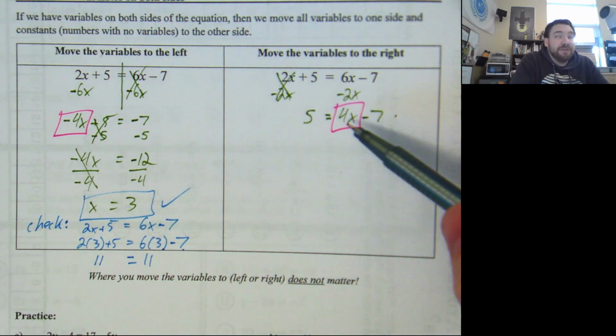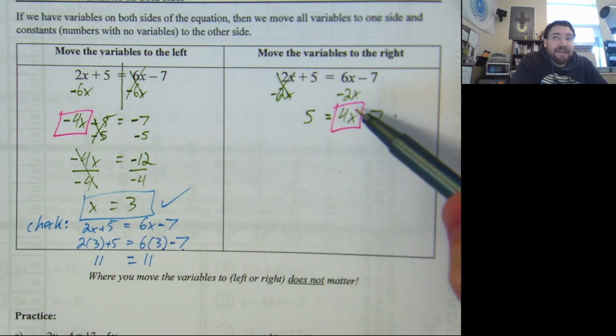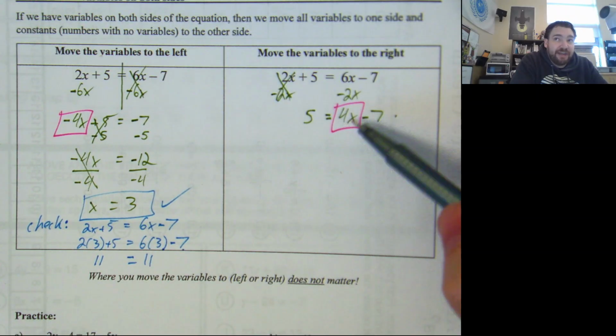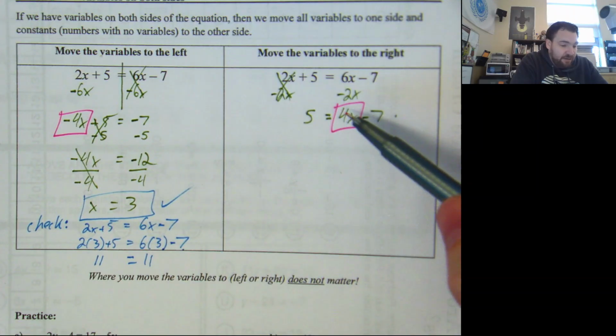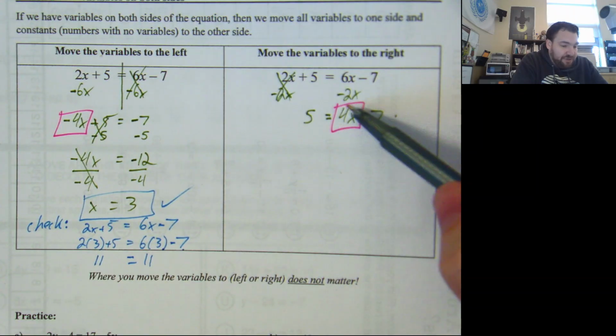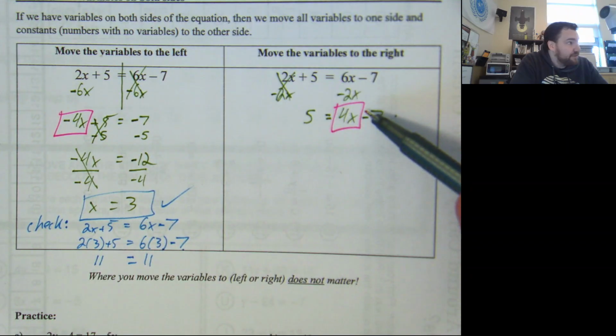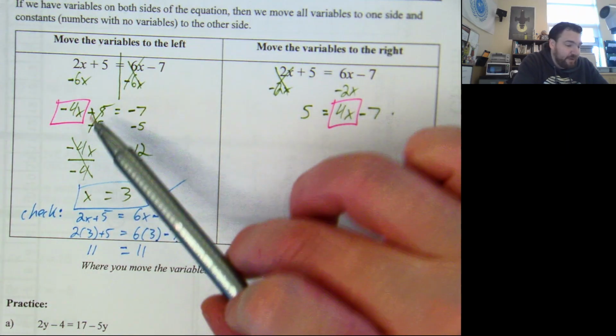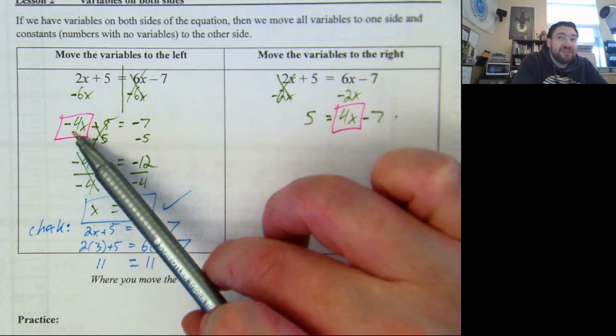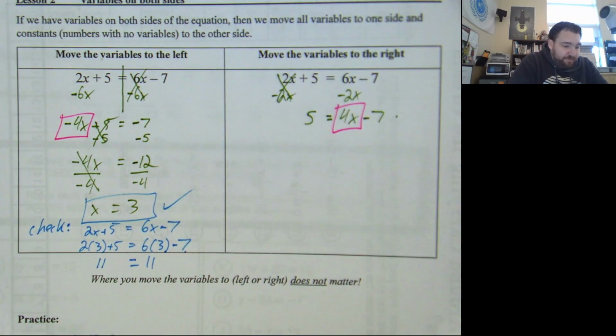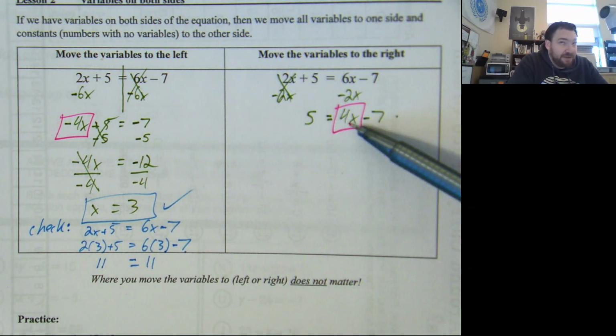And in my experience, at least, ending up with a positive coefficient here on the x seems like the smarter way to go for a lot of students. I see more mistakes when we end up going over here. Minus signs just get dropped. What I would encourage you to try and do is keep this coefficient positive.